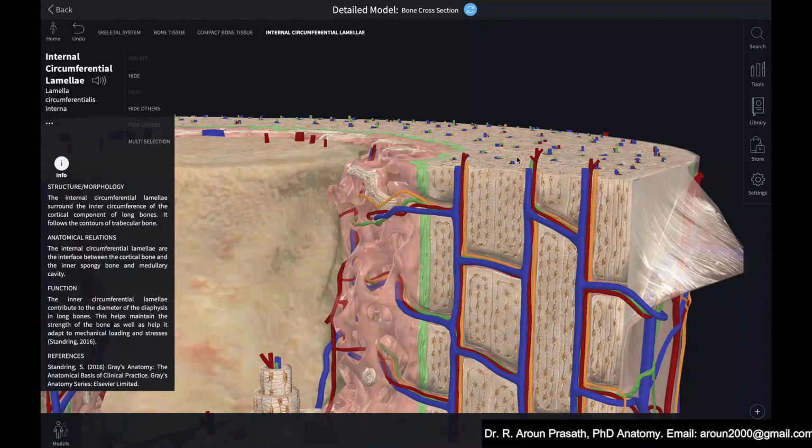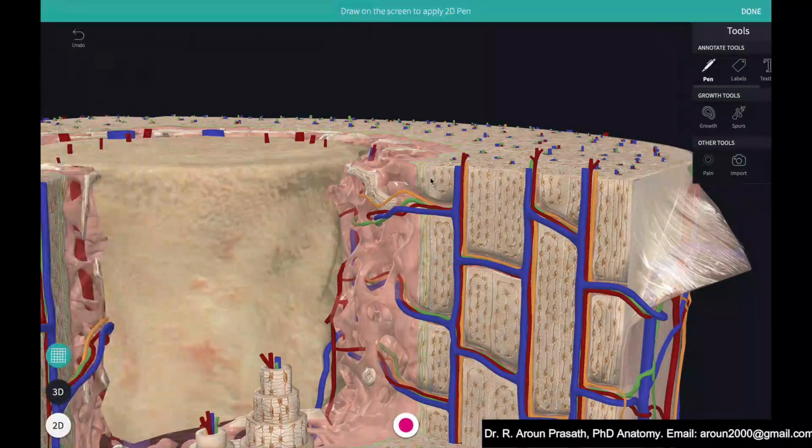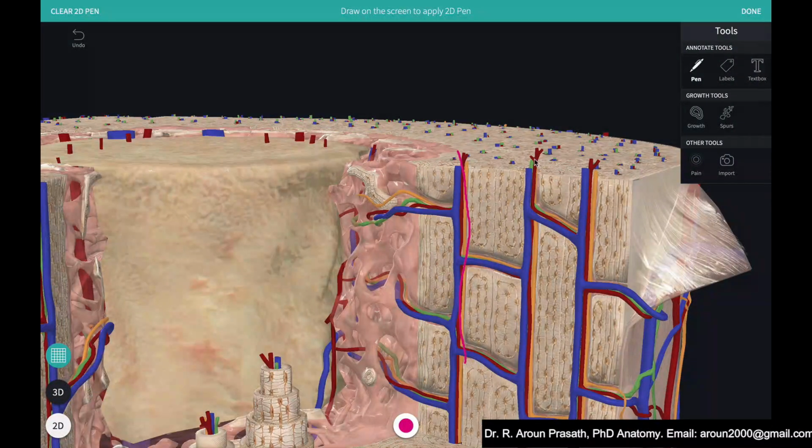One Haversian canal is connected to another Haversian canal. See, this is a Haversian canal, and one Haversian canal is connected to another Haversian canal by the Volkmann's canal. This is called the Volkmann's canal, through which the blood vessels are exchanged. The blood vessels are communicating.